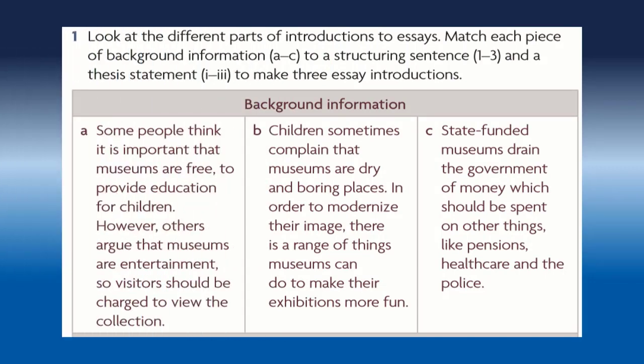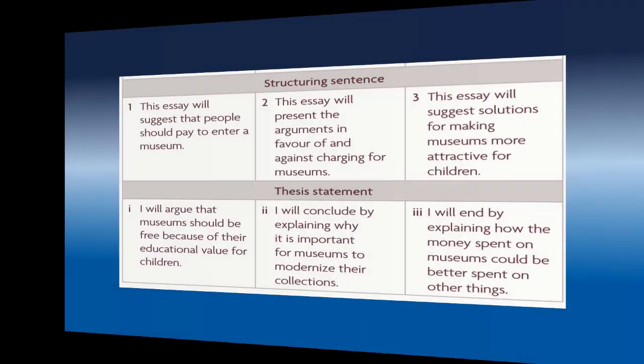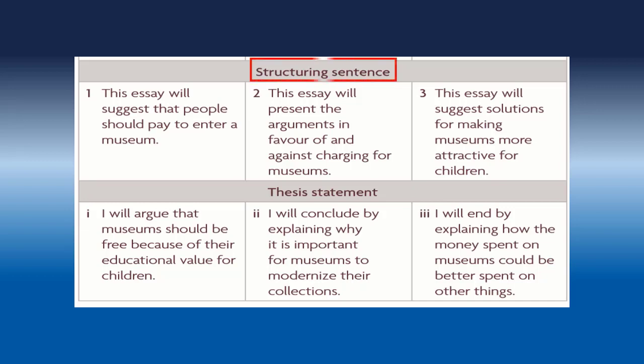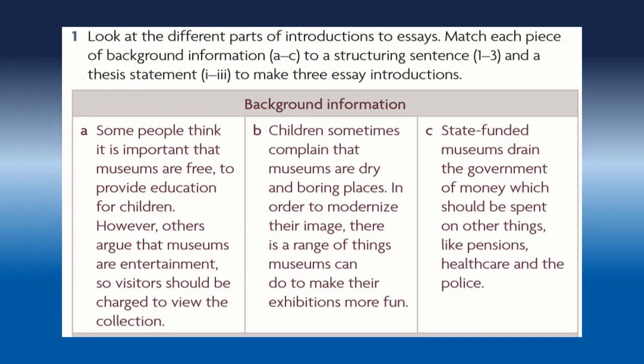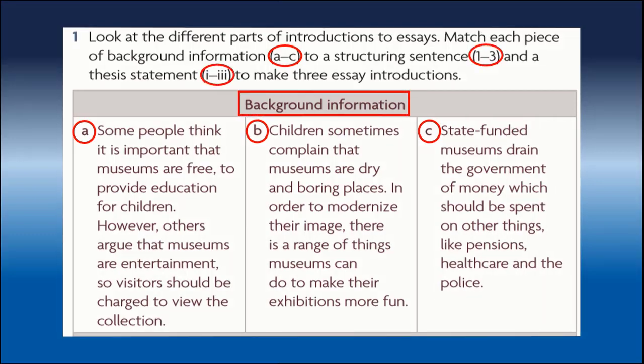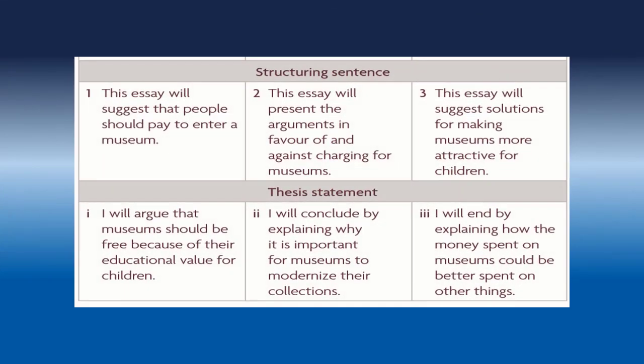Number 1. Look at the different parts of introductions to essays. Match each piece of background information A to C to a structuring sentence 1 to 3 and a thesis statement Roman 1 to 3 to make 3 essay introductions. Background information, structuring sentences, and thesis statements are given on page number 65 in your textbook. Read everything carefully and match each piece of background information to a structuring sentence and a thesis statement. When you are done, come back and check your answers.